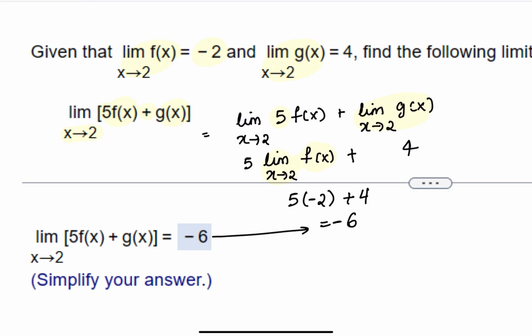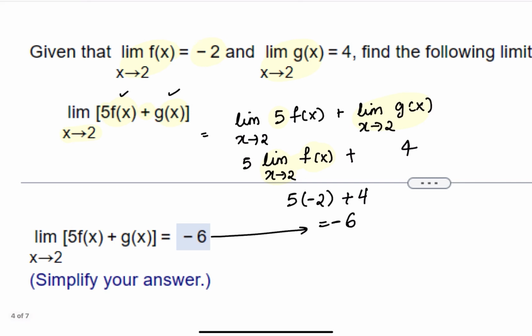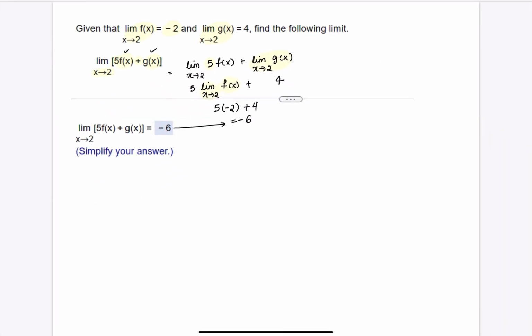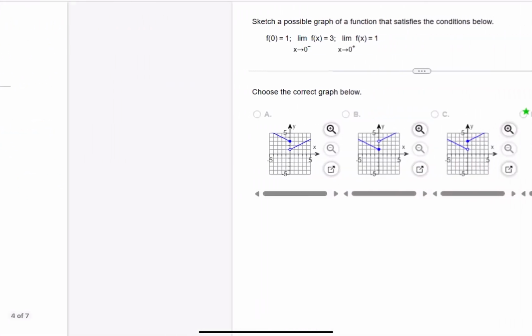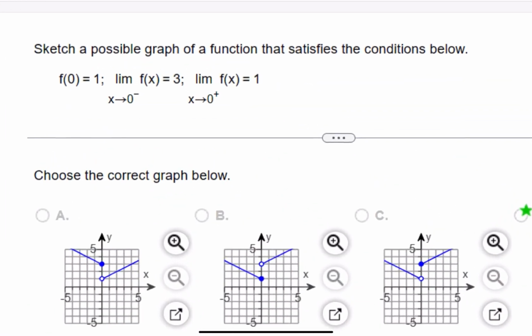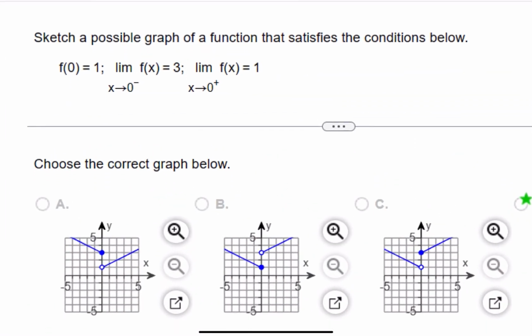Now you can say, Miss, should I do all of that? Can I do everything right here? Of course you can. All right, let's go ahead and take a look at the next one. What are they asking me to do here? Here they're asking me to sketch the graph.